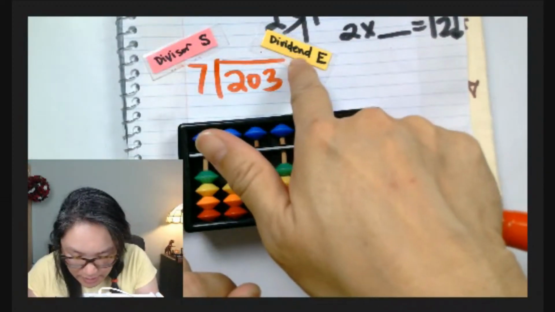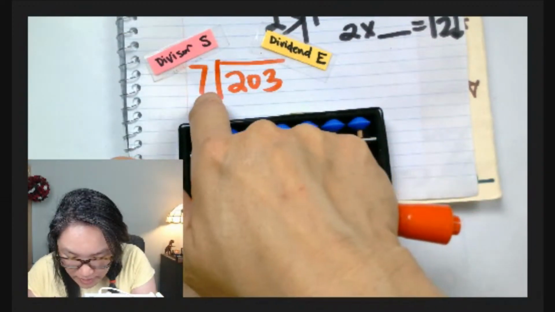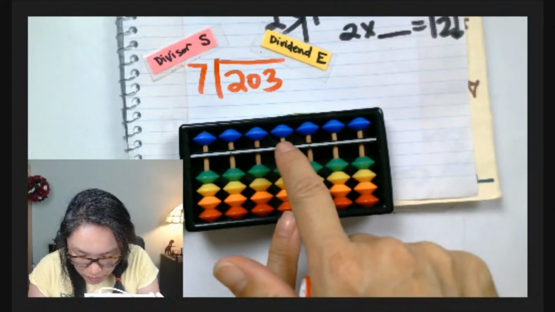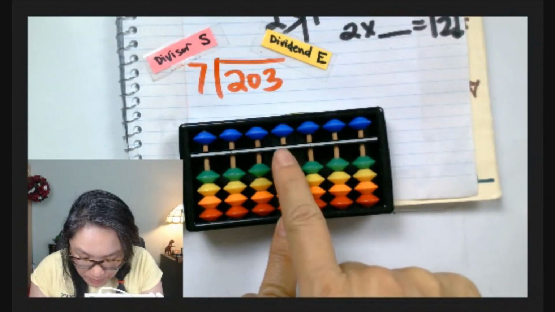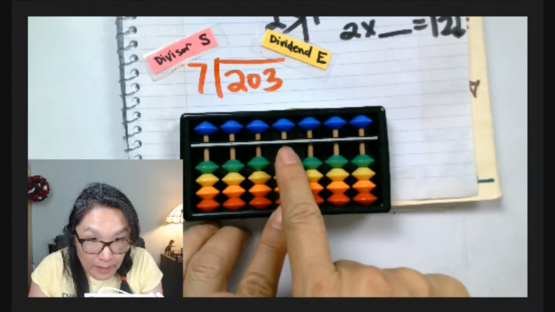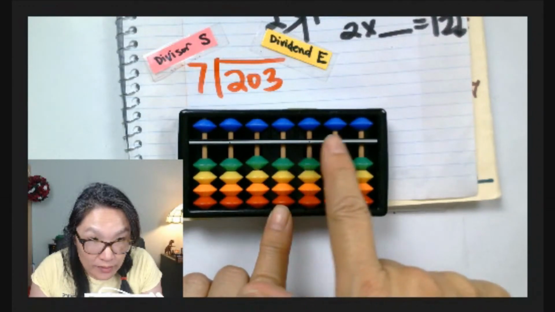How do we know? Because it's 3 dividend digits minus 1 divisor digit. So we're at 2. 1, 2. Because it's 3, take away 1 is 2. So we're here. Because my answer is going to be here, I'm going to put my dividend on the abacus.